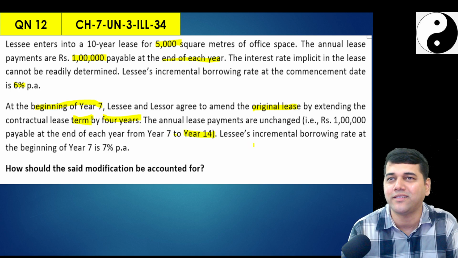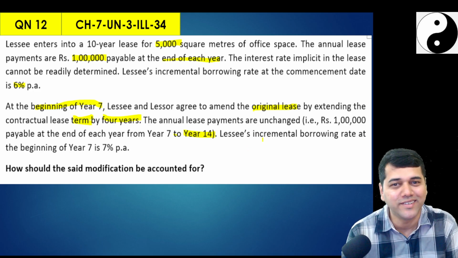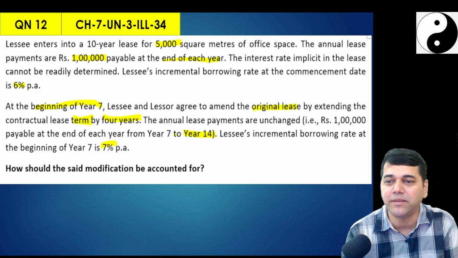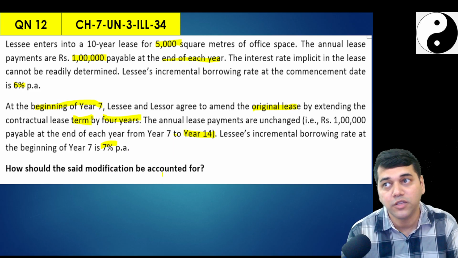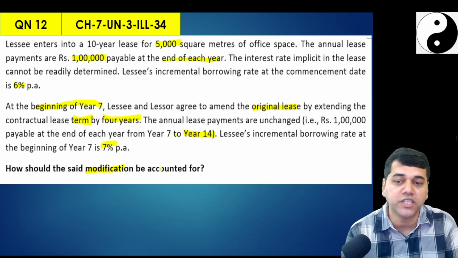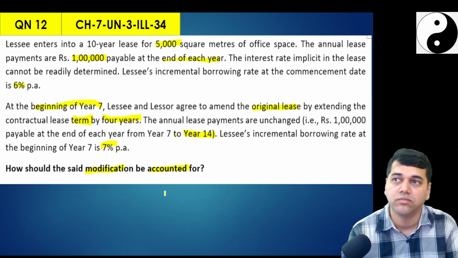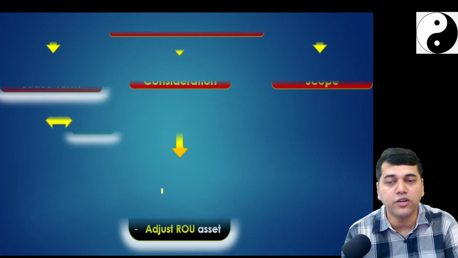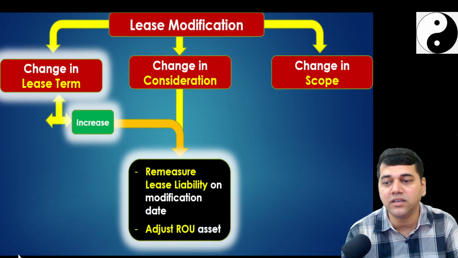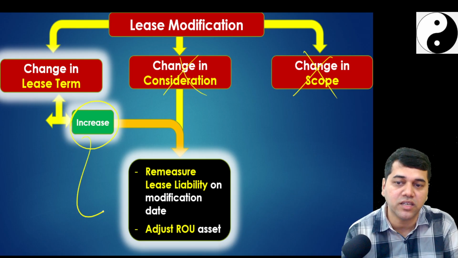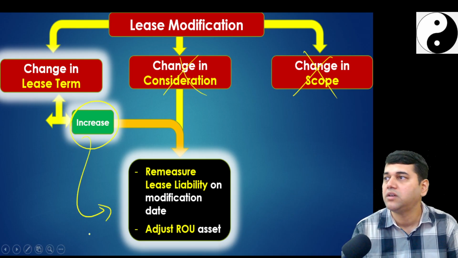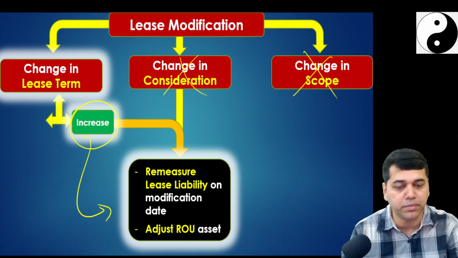Again, see how nice. The incremental borrowing rate is 7%. Now this I need to consider because the term got extended. A new rate is going to come. How will the modification be accounted for? So if I look into this scenario, the change in consideration didn't happen. Scope didn't change. Term got increased. Increase is going to be a remeasurement with the revised discount rate, because of the same previous remeasurement logic.